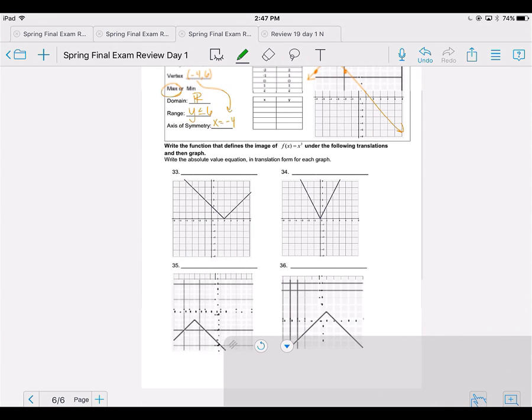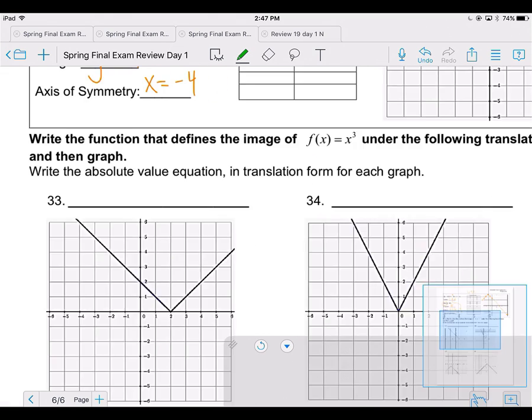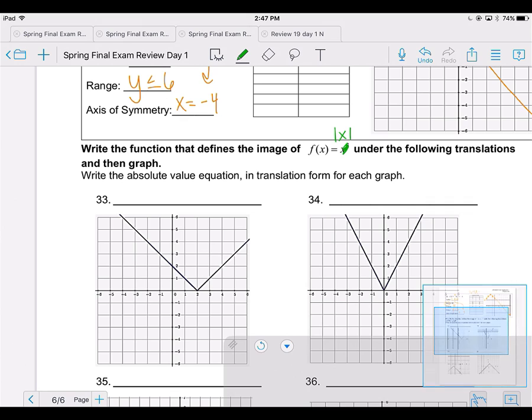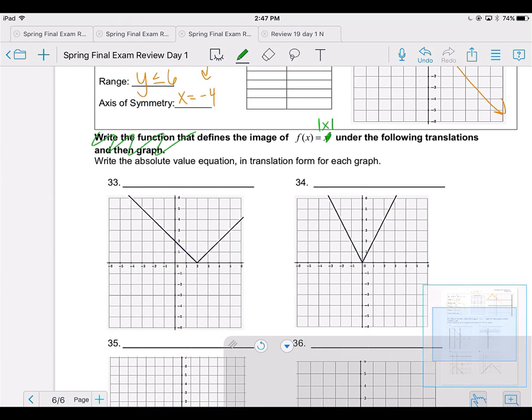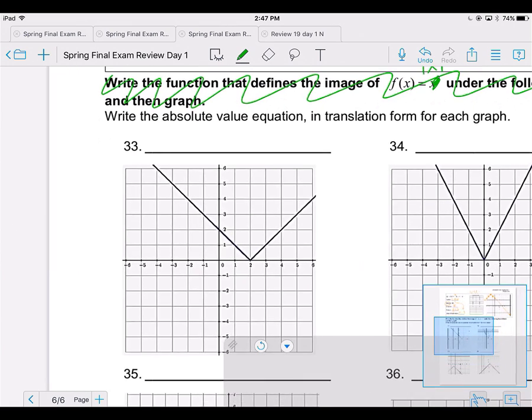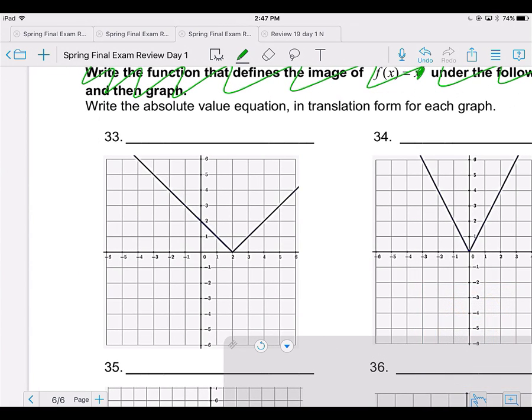And then the last part, they ask you, this should say defines the image of the absolute value of x under the following. So actually ignore this part in bold. Just write the absolute value equation in translation form or vertex form. So just the same form we've been working with. So I can see my pattern goes right 1 up 1, right 1 up 1, so I don't need anything in front of the absolute value, and it looks like a normal V, not an upside down V, so I don't need a negative. This one goes to the right 2, so I need an x minus 2, and it does not move up or down any, so that's all I need to put.